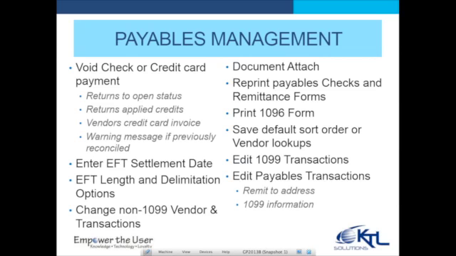You can save default sort order or vendor lookups, edit 1099 transaction, and you can edit payables transactions by changing the remit to address and 1099 information. On the remit to address, in the previous versions, you couldn't change that. If you picked the wrong remit to address, you had to void the transaction and re-enter it.